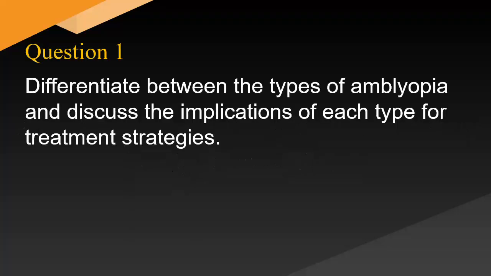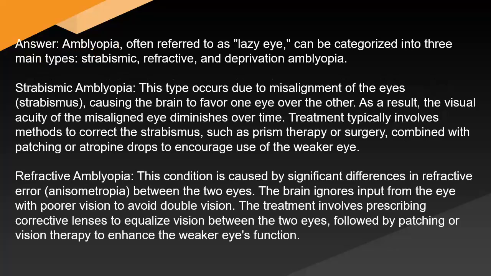Differentiate between the types of amblyopia, and discuss the implications of each type for treatment strategies. Answer: Amblyopia, often referred to as lazy eye, can be categorized into three main types: strabismic, refractive, and deprivation amblyopia.